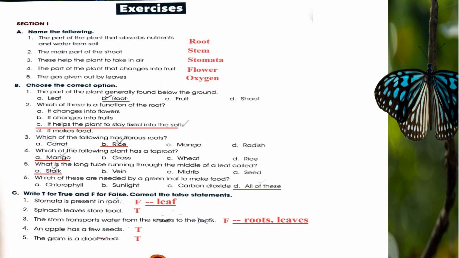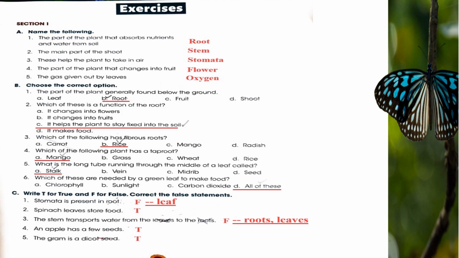Third, these help the plant to take in air, that is stomata. Fourth, the part of the plant that changes into fruit, that is flower. Fifth, the gas given out by leaves, that is oxygen. Next, choose the correct option.